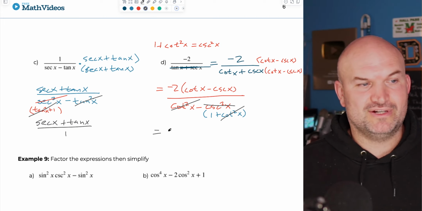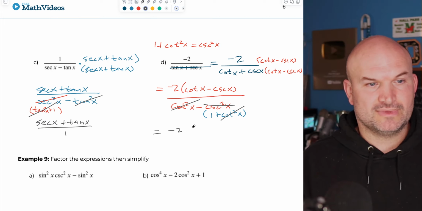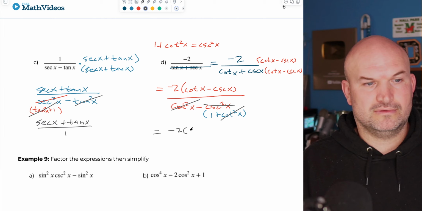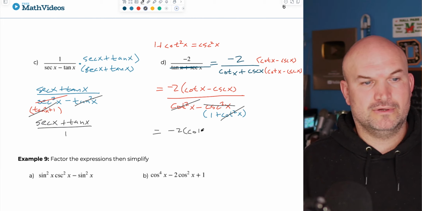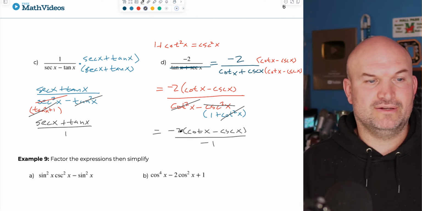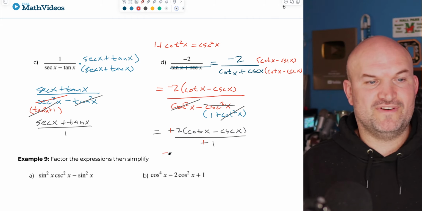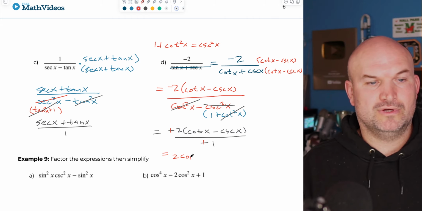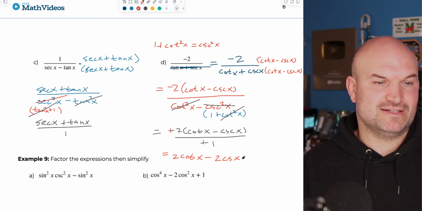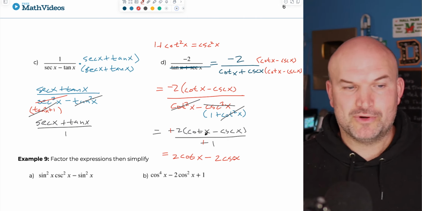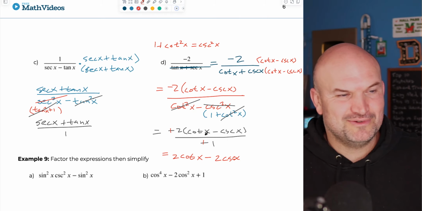So my final answer here is a negative 2 times a cotangent of x minus a cosecant of x. But then remember, there's a negative here, right? So that's all divided by negative 1. Now those are going to turn to a positive, and you can write your final answer as 2 cotangent of x minus 2 cosecant of x. So now we can go ahead and distribute that through. I'll have to double check that. Hopefully I worked that one out.